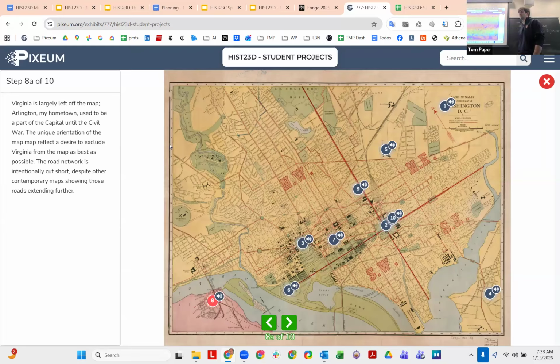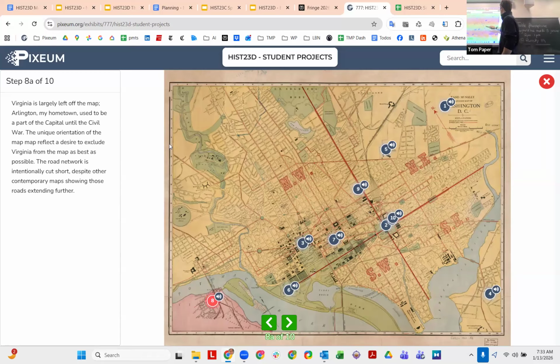You mentioned how a lot of Anacostia is left off the map. Are there any parts of the map that are not part of DC, or are there any other parts of DC that are left off the map, like maybe north or west?